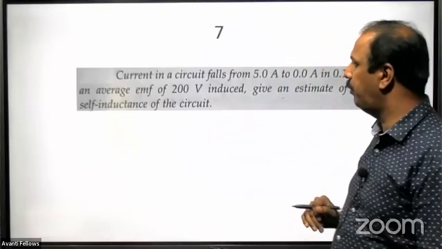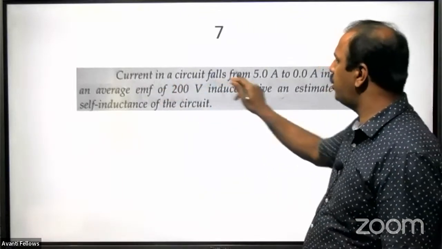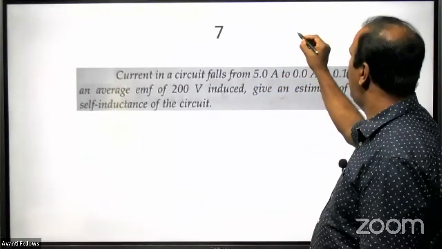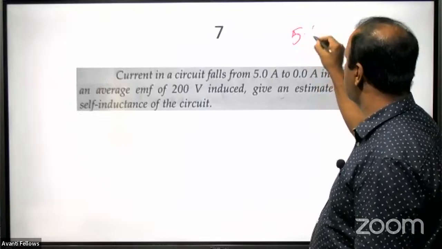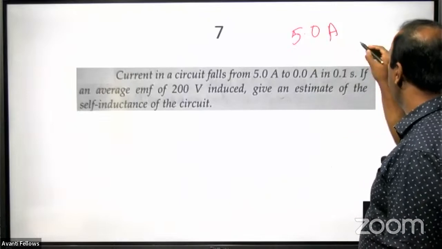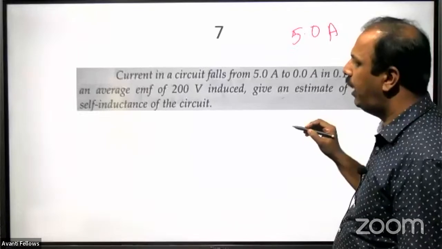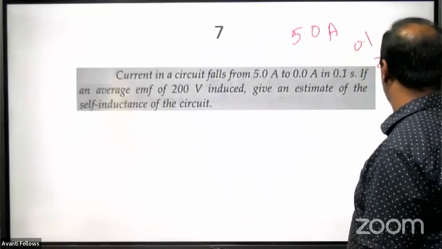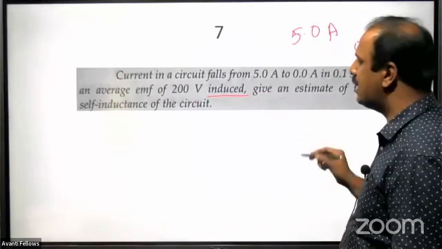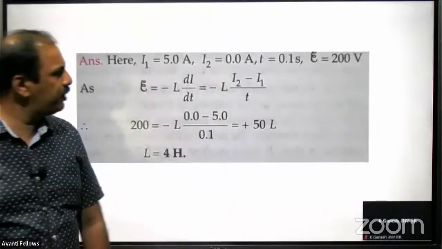And the second one is this type. Current in a circuit falls from 5 ampere to 0 in 0.1 second. The difference will be 5 ampere in 0.1 second. If an average EMF of 200 volt is induced, give an estimate of the self-inductance. Directly, you just have to apply the equations for this one.